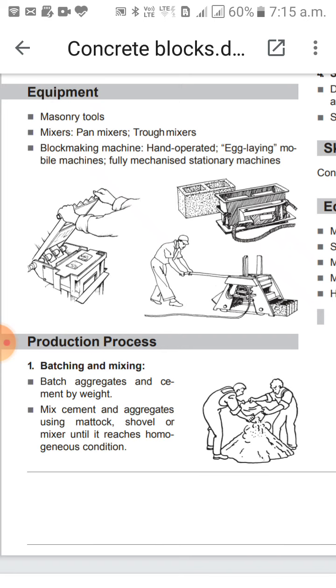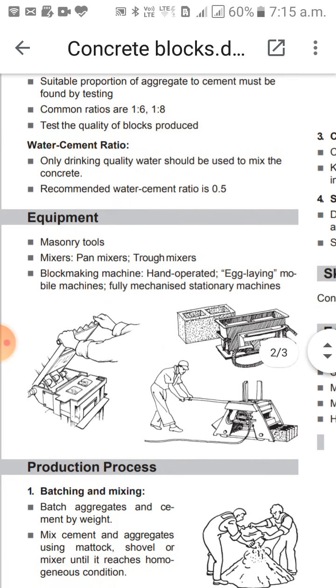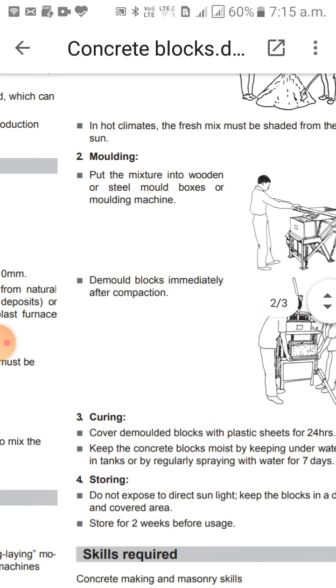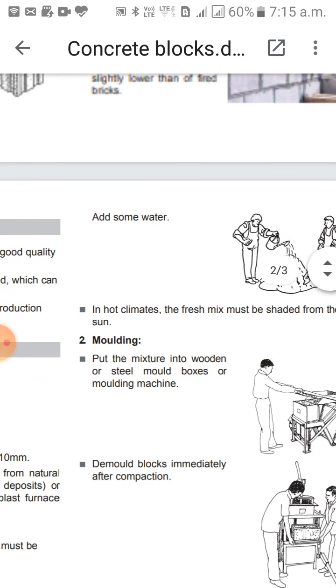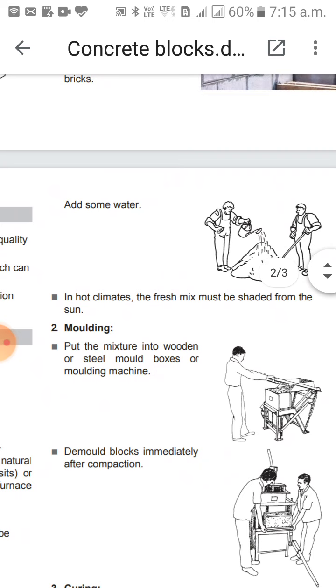You have to mix so that it is homogeneous, uniform. And after that, you have to add some water, the required water cement ratio is 0.5. And in hot climates, you have to protect the mixture from the sun. You have to do that in the shade.